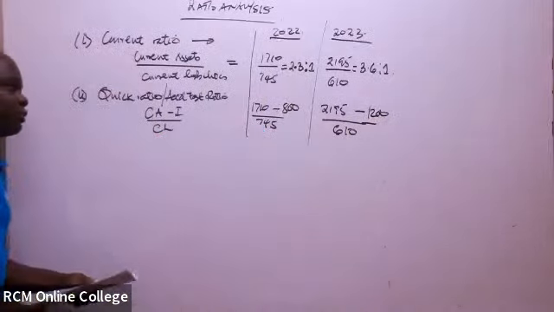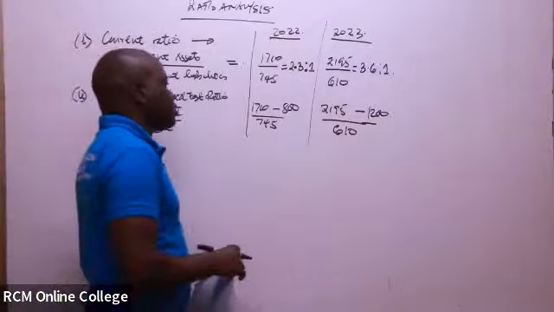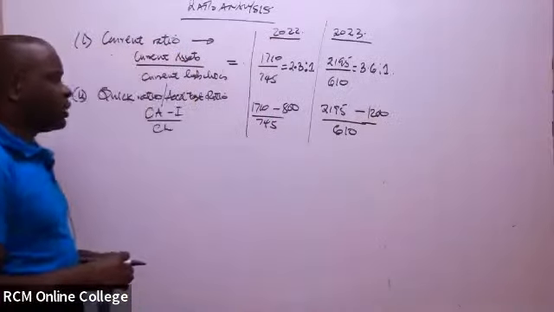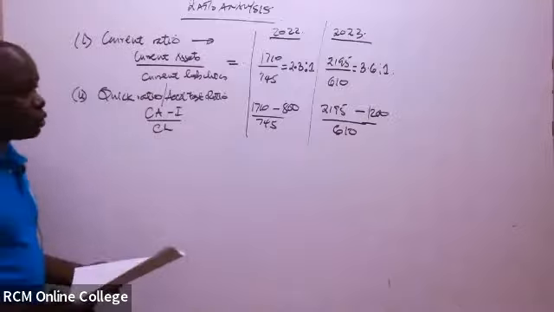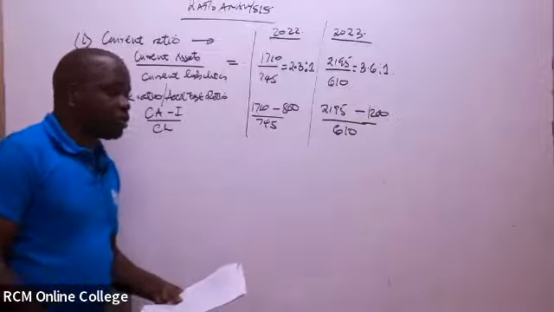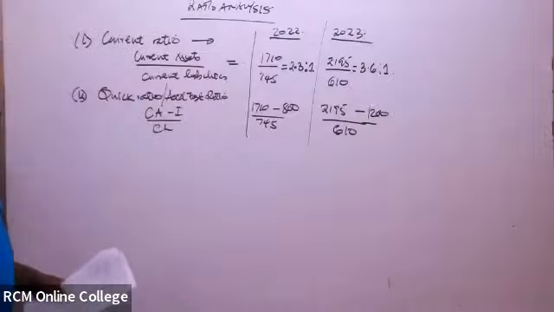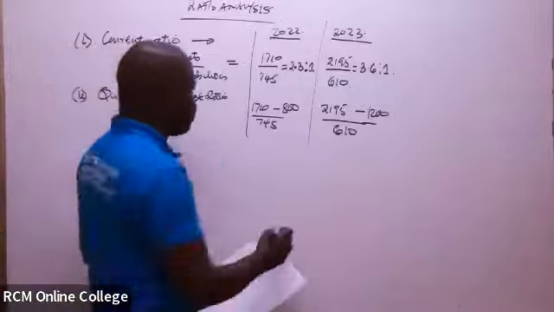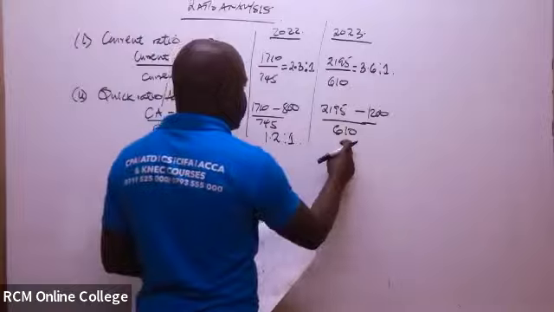So what is now the ratio? When you divide, what do you get? So 1710 minus 800 divided by 745. You'll get 1 point something, 1.1 or 1.2. So you can do the computation. For 2022, it will be 1.2. So it will be 1.2 is to 1.